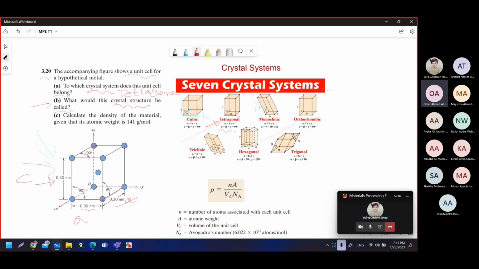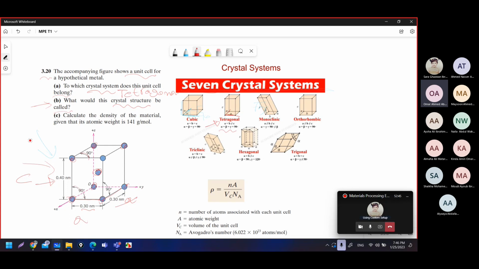I have an atom at each corner, a quarter atom for this unit cell. I have 8 corners, and in each corner I have 1 atom, and I only have 1 atom inside. Which of the previous crystal structures that we already discussed has atoms at the corners and 1 atom inside the cube? It is BCC. We said at the beginning it is BCC.